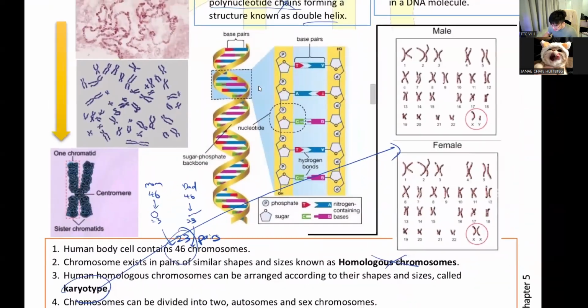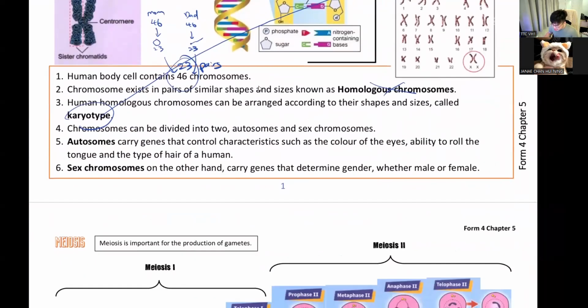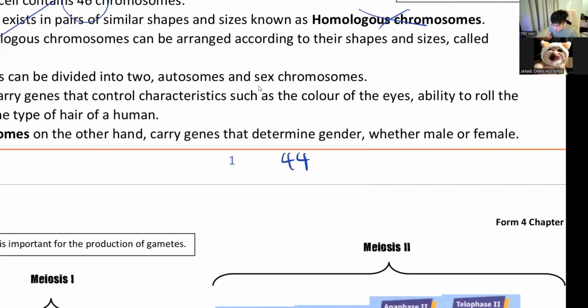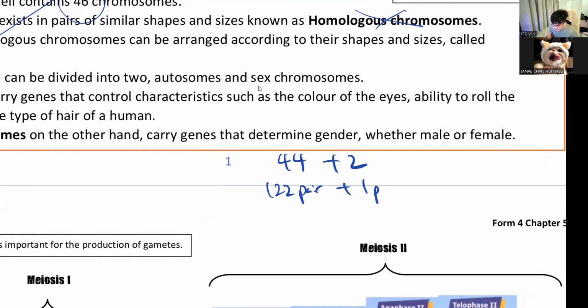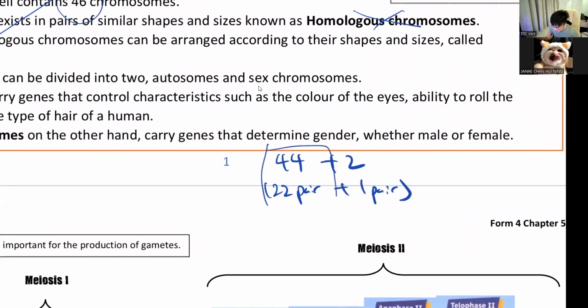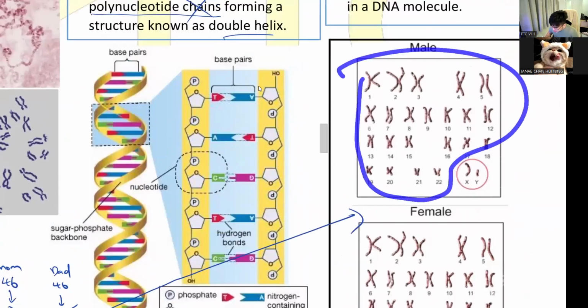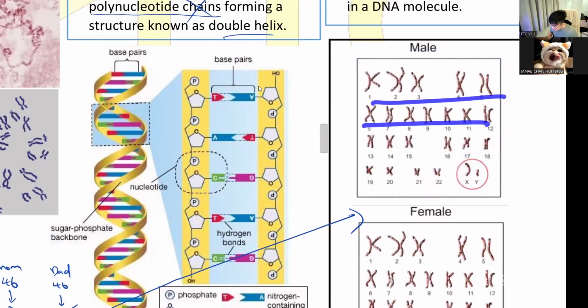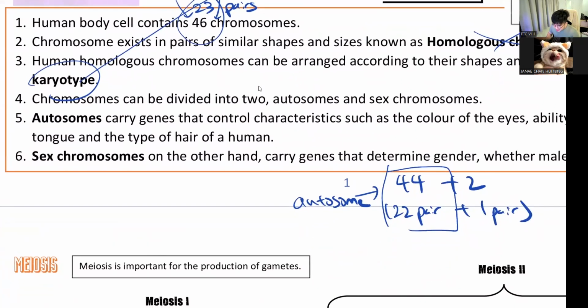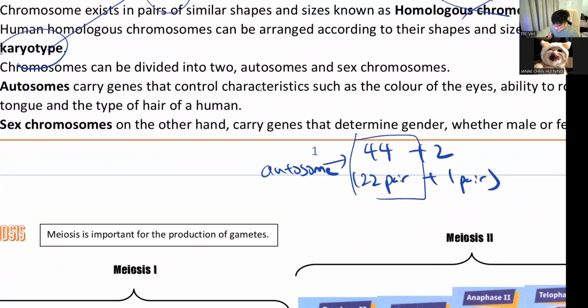Okay, you have 46 chromosomes, right? You have 44 plus 2, or should I say 22 pairs plus 1 pair. Why do I say this? Because the first 44, or the first 22 pairs, we call autosomes. What is autosome? That means the front 22 pairs are there to determine your characteristics.